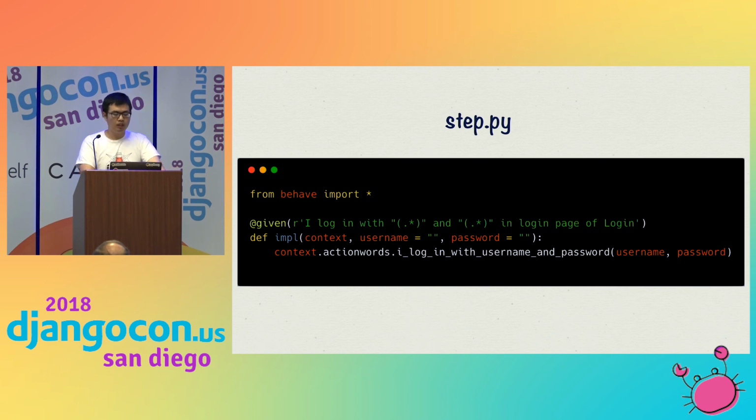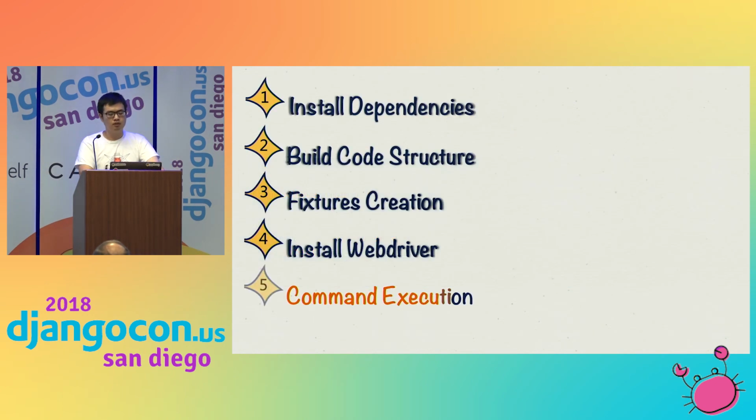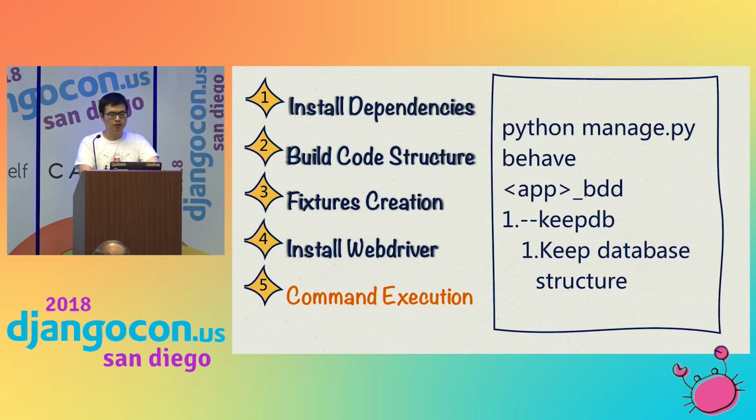Now, after completing all of them, you are good to go, and you can run the command. So this is how the command looks like. python manage.py is like how you launch your server in Django, and then add a behave option. You also can keep your database after running the testing. That's easier for you for the next run, or even if you have some same database.